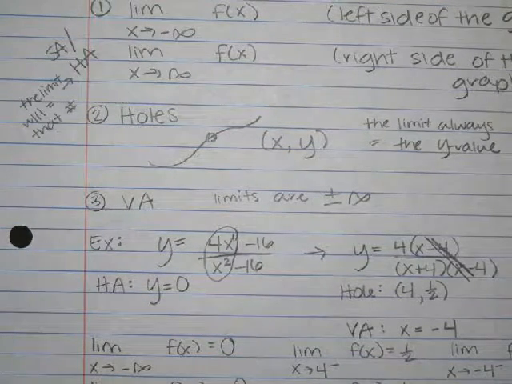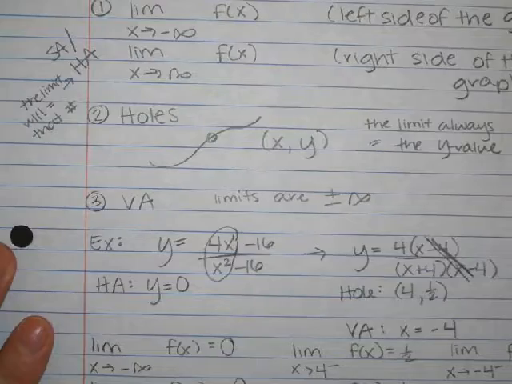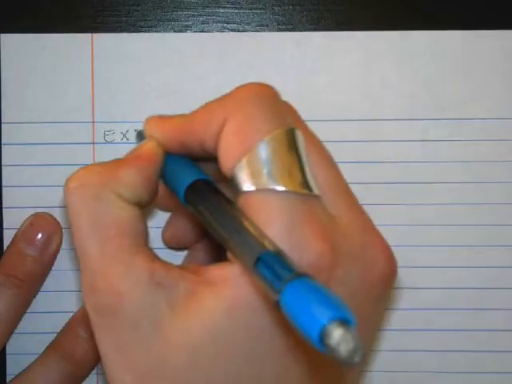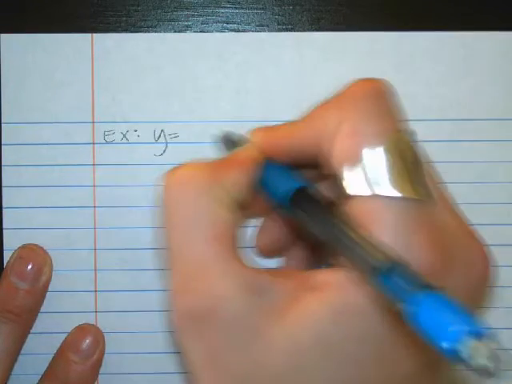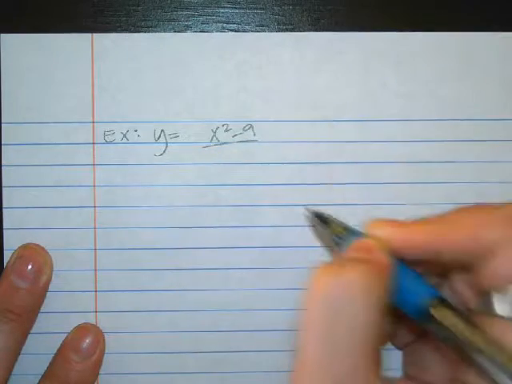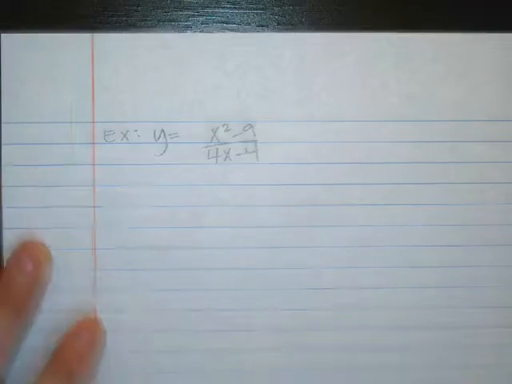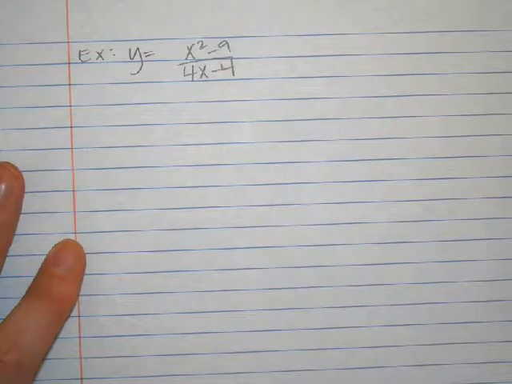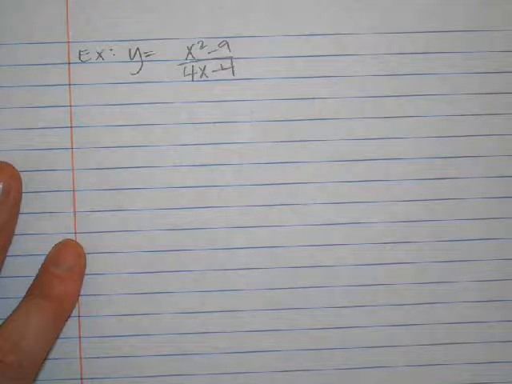Okay? I'm going to do one more example because I do want you guys to see what happens if there's a slant instead of a horizontal. Okay? So we're going to do one more example. We have y equals x squared minus 9 over 4x minus 4. Y equals x squared minus 9 over 4x minus 4.